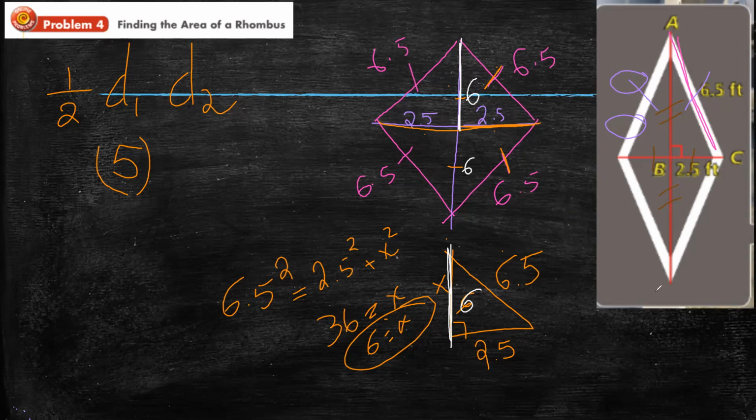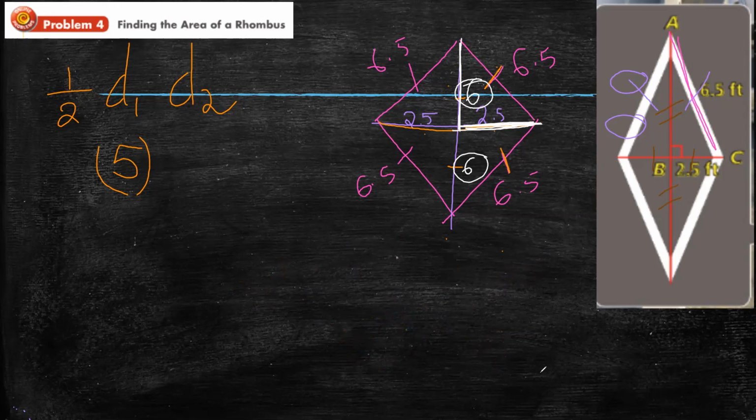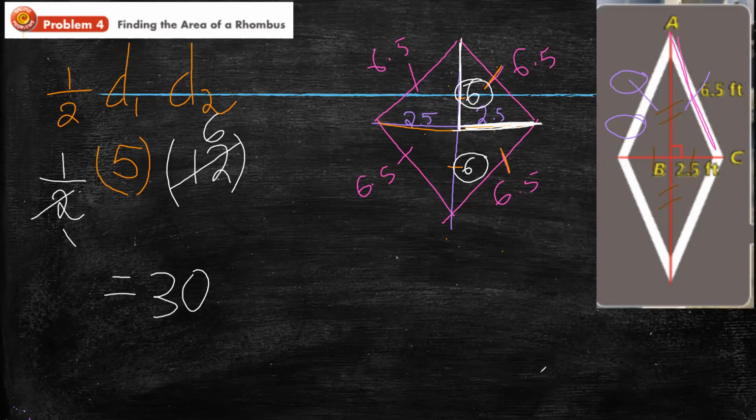I repeat why: because this is a bisector in the isosceles triangle, and there's a theorem saying that if a bisector comes from the vertex of an isosceles triangle, it cuts the base into two equal halves. So if this half is 6, the second half will be 6 too. So the second diagonal here is 6 plus 6, which is 12. Then after simplifying, you will find that the area of the rhombus is 30 feet squared. Is it clear?